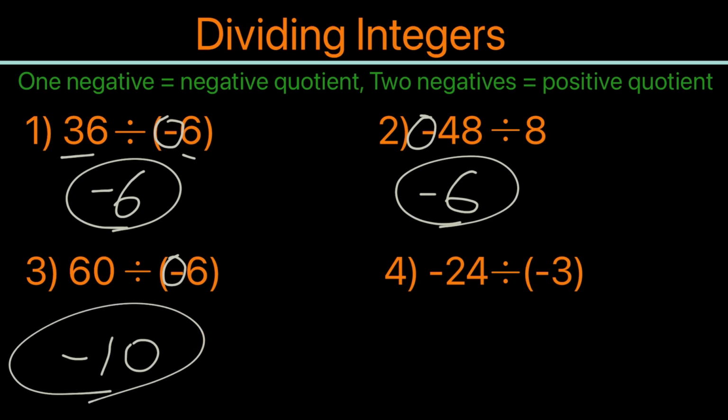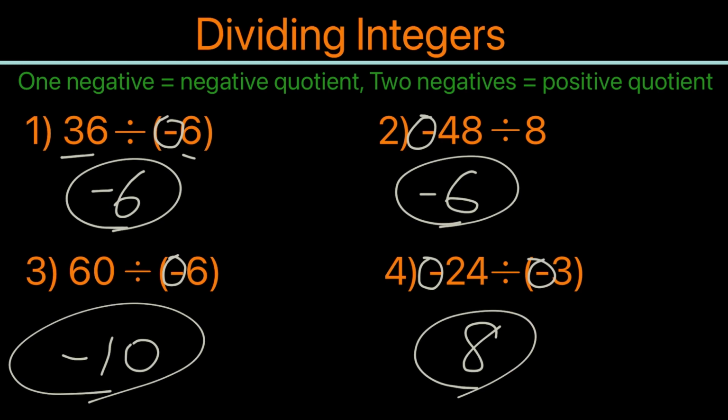For the last example, we have negative 24 divided by negative 3. And this one has two negatives. And so the outcome will be a positive quotient. So 24 divided by 3 is 8. And since we have two negatives, we know this is going to be positive, so it will be 8.